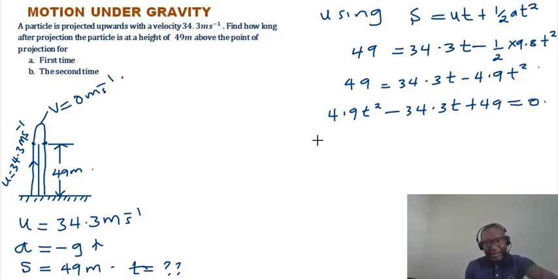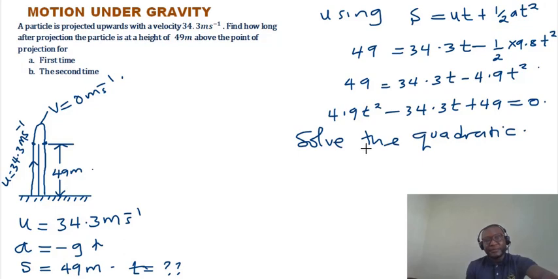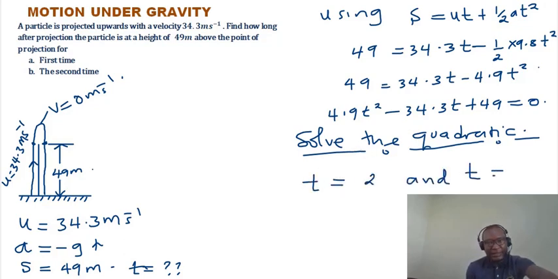Now, my dear viewer, I know you are at an advanced level, so you're going to solve the quadratic. You can use factorization, or you can use the formula method to find the values of t. You will just confirm that those values are t equal to 2 and t equal to 5. Of course, this is in seconds. Now this shows that the particle is at a height of 49 meters after 2 seconds. That is for the first time.